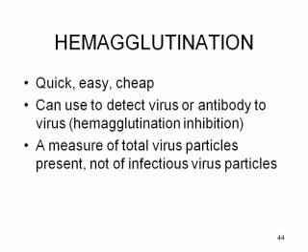So it's quick, easy, and cheap. You can use it to detect the virus or the antibody to the virus. And it tells you a measure of the total virus particles. In fact, you need an awful lot of virus particles to get a hemagglutination going, because you've got to have enough to cross-link all these red blood cells and make a visible network. But it doesn't measure infectious virus particles. It just measures total virus particles.